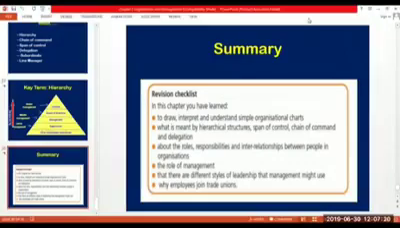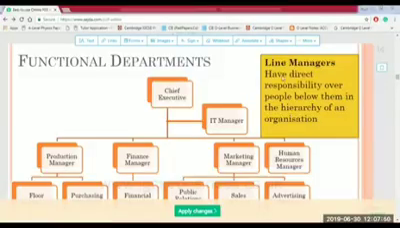Okay, just one concept is left, that is line manager. Let me share it with you. Line managers have direct responsibility over the people below them in the hierarchy of an organization. It's an easy concept that they have direct control over the people below them. These are the line managers.